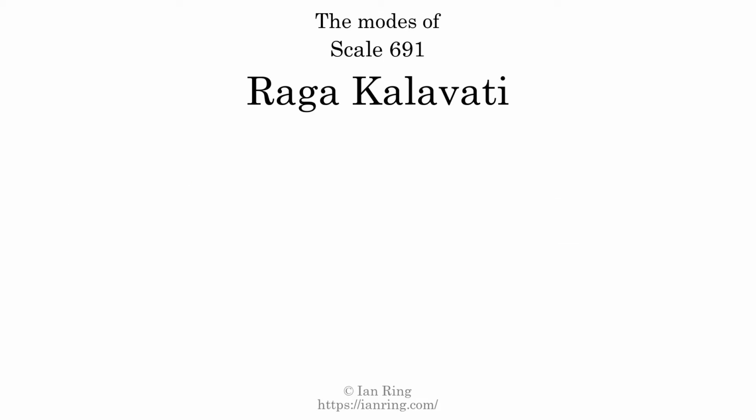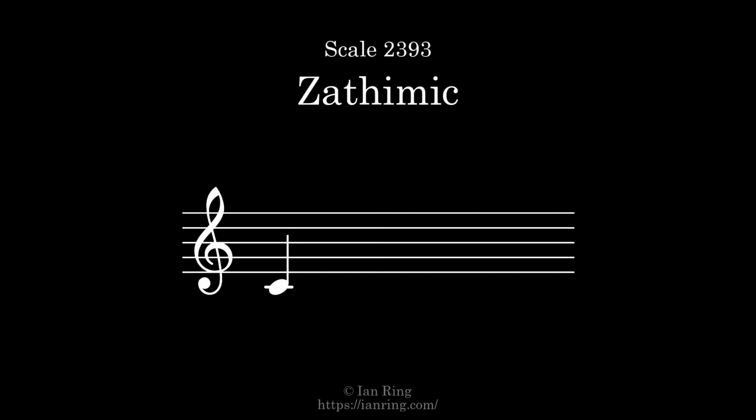This scale has 6 modes. The first mode is itself. The second mode is scale 2393, also known as Xythemic. It sounds like this.